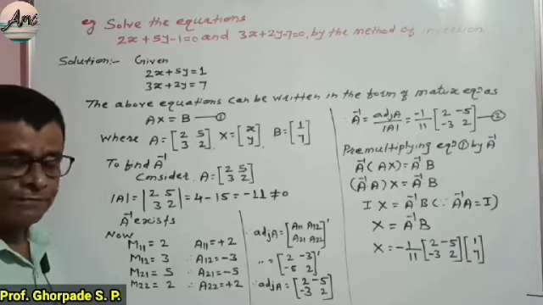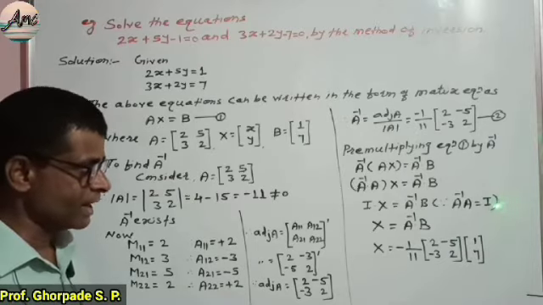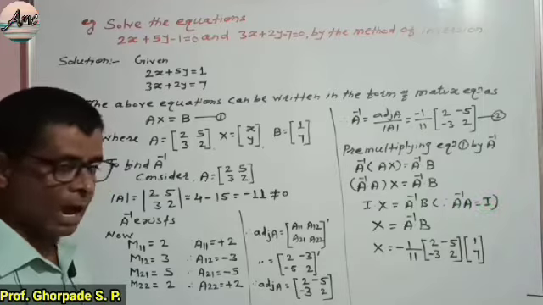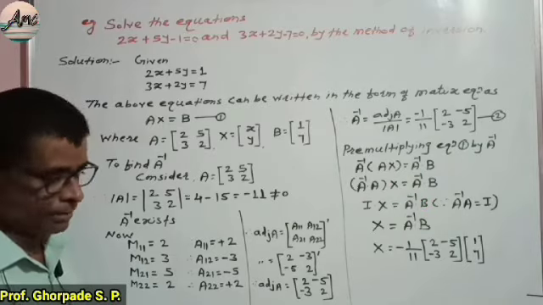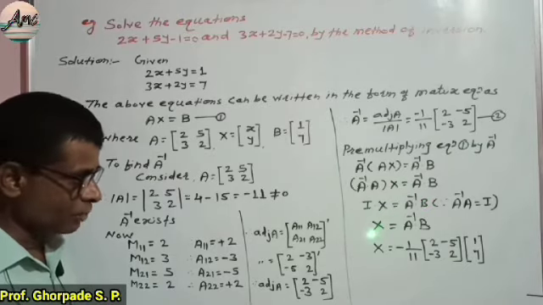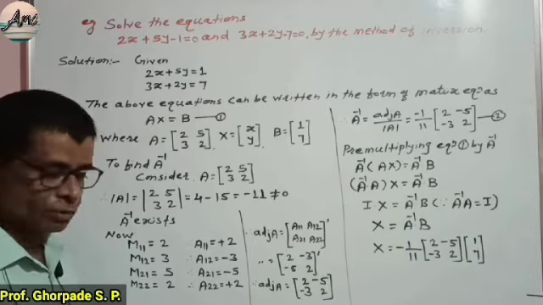But in the definition of the inverse of a matrix, we have seen that A inverse into A is what? I. So replace this A inverse into A by what? I into X as it is, the right-hand side A inverse into B. So I into X is what? X equal to A inverse into B.